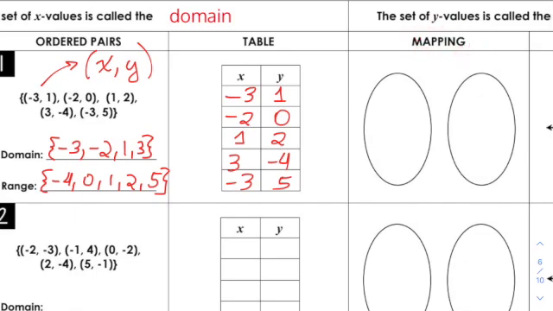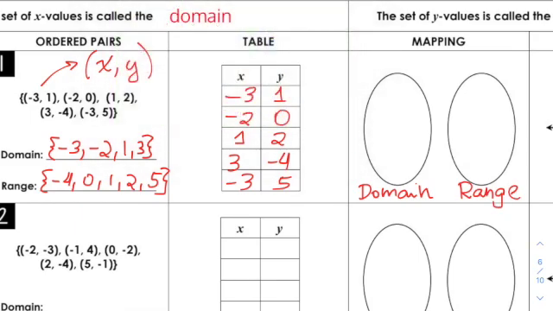Mapping is, I'm not sure if you guys have seen mapping before, but mapping is very commonly used in problems involving relations and functions. In a mapping diagram, what we do is we have to draw two circles, two bubbles, or two ovals, all right? This first bubble over here is going to represent your domain. And the second bubble to the right is going to represent your range.